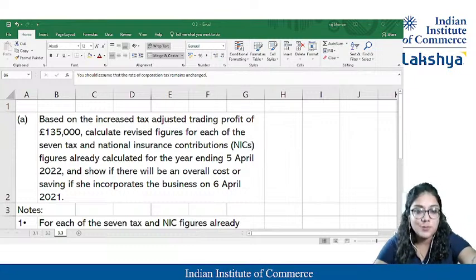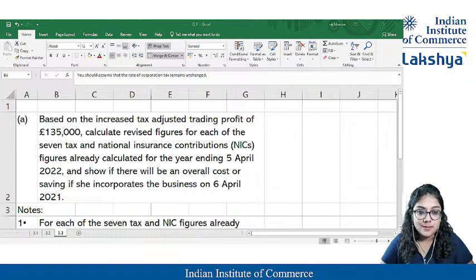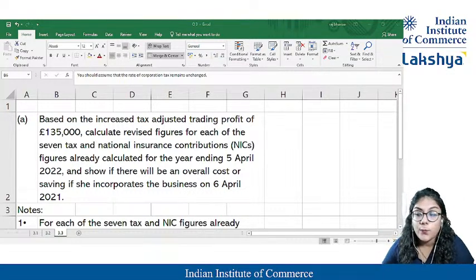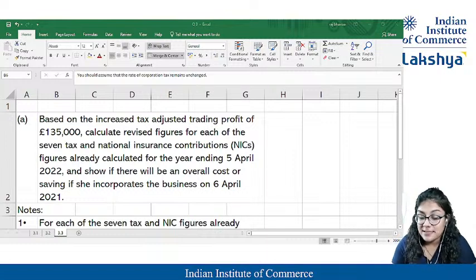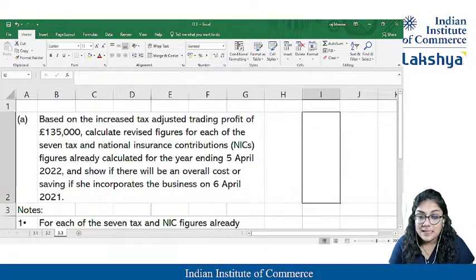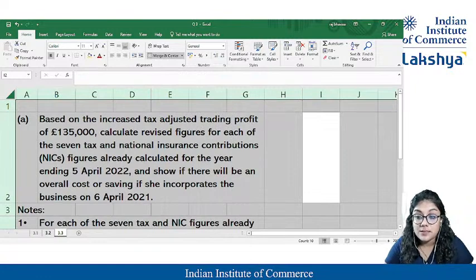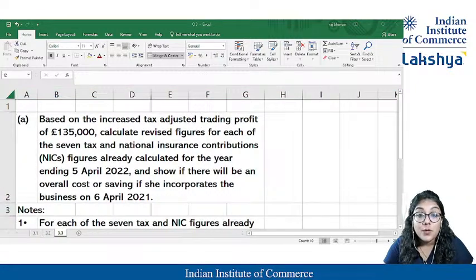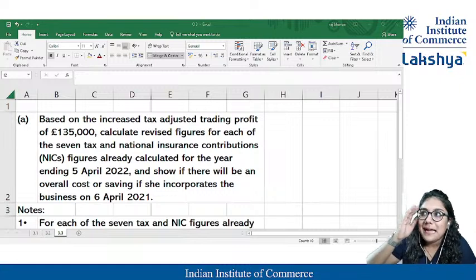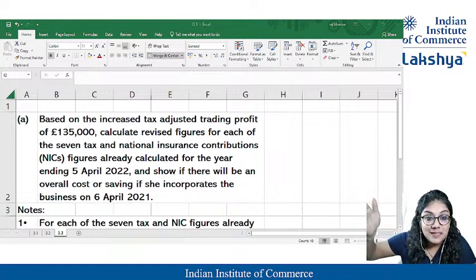Not just in taxes, in other questions also, in other subjects, in other papers also, first we need to start reading the requirements. Once I read the requirements, I will analyze which chapter this concept is going to hit, which questions it is going to hit. Then I can understand my question in this fashion.